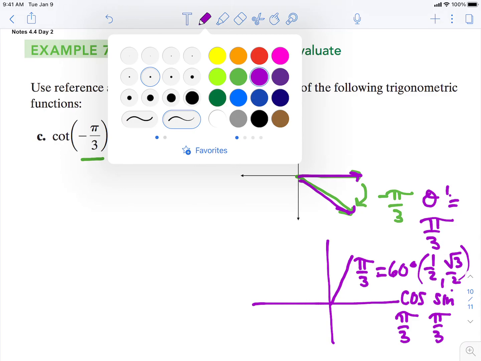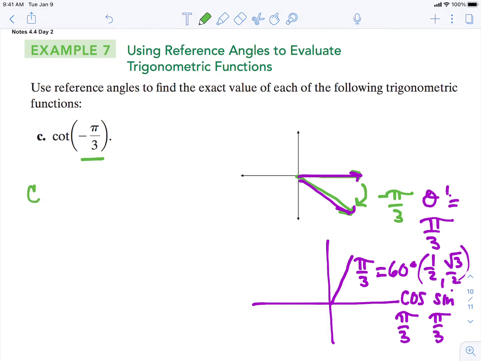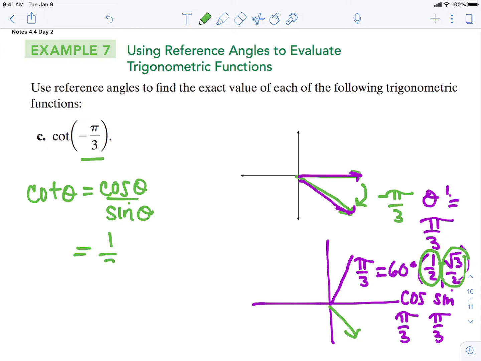So to find the cotangent of an angle, the cotangent is your cosine value divided by your sine value. So our angle is down here in quadrant 4. So it's going to have a positive cosine but a negative sine. So we're going to have 1/2 divided by negative square root of 3 over 2.